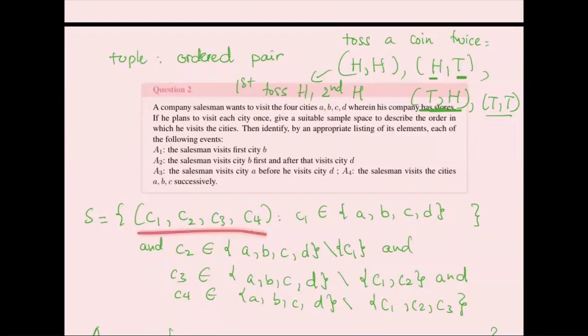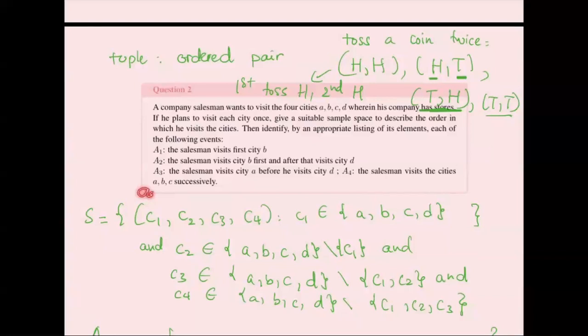So here my tuple represents the CDs in the order I visit them: the first CD I visit is C1, the second is C2, the third is C3, the fourth is C4. Then I will start with C1. C1 can be any CD out of the 4 CDs. Maybe I want to visit CD A first.